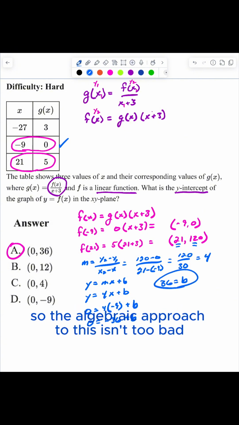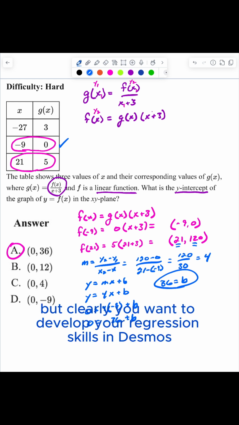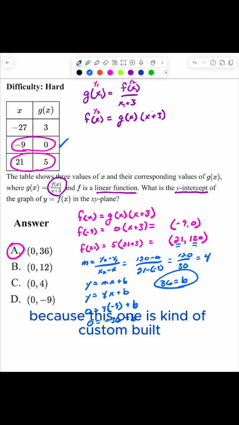So the algebraic approach to this isn't too bad, but clearly you want to develop your regression skills in Desmos because this one is kind of custom built to be answered very quickly in Desmos.